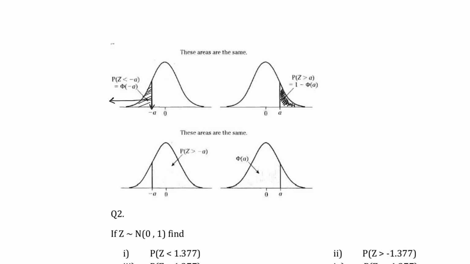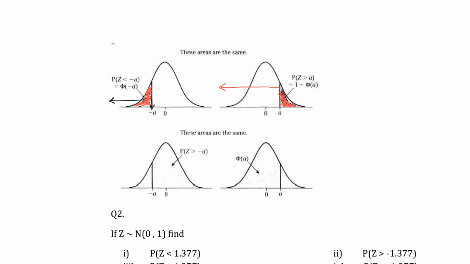So what we will do is make the exact same shape over here for a positive a value, and we can use the table to find the probability of z less than a. Then we will subtract the answer of this probability from 1 to get this area. This area is exactly similar to this area.